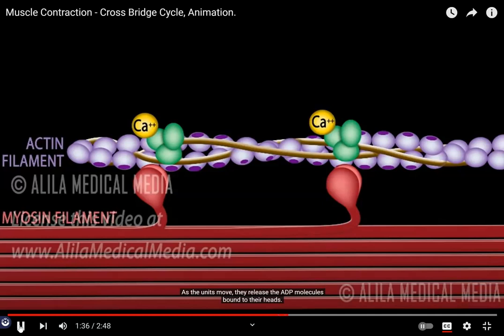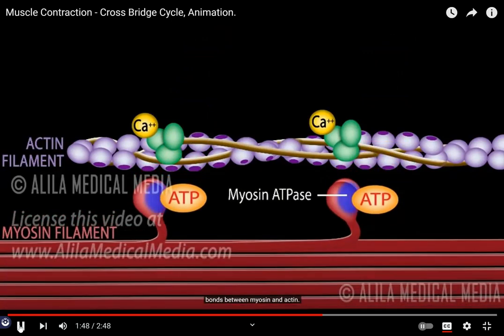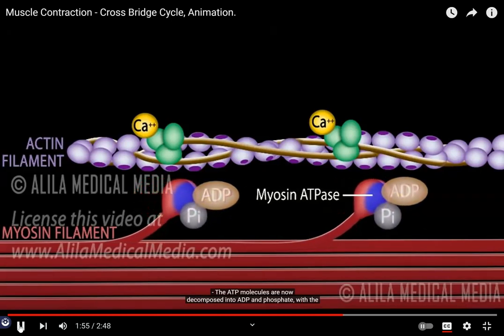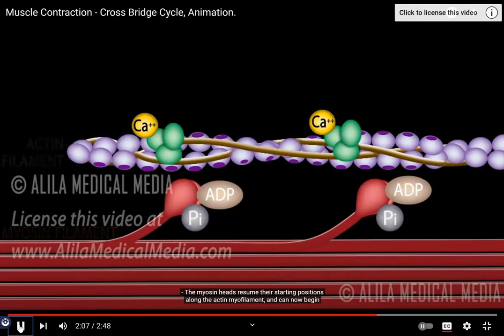As the units move, they release the ADP molecules bound to their heads. The gliding motion is halted when ATP molecules bind to the myosin heads, thus severing the bonds between myosin and actin. The ATP molecules are now decomposed into ADP and phosphate, with the energy released by this reaction stored in the myosin heads, ready to be used in the next cycle of movement. The myosin heads resume their starting positions along the actin myofilament and can now begin a new sequence of actin binding.